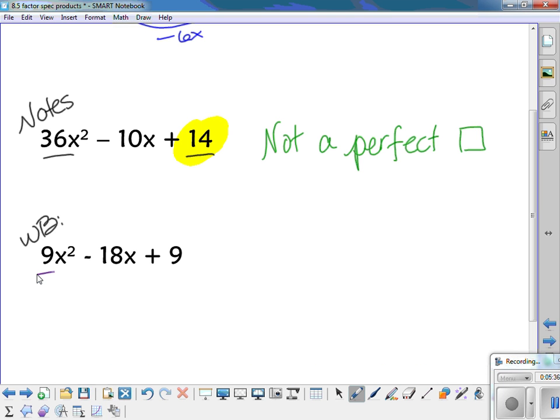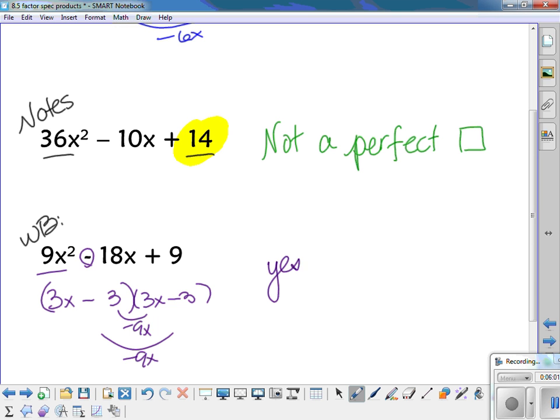Okay, so for 9x squared, we have 3x, and for 9, we have 3. How do I know if it's a plus or minus sign? Looking at that middle term, it's negative, so this has to be negative. So if we do 3x minus 3 times 3x minus 3, we get negative 9x, negative 9x. Sure enough, it works. And so we have 3x minus 3 squared.